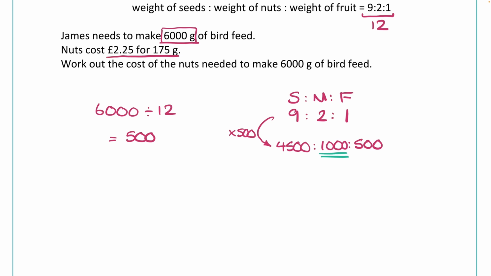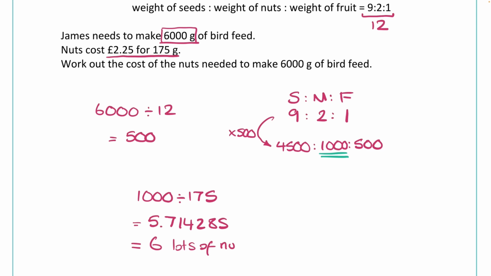So how many of these bits would we need? Well, 1,000 divided by 175. And if we type that into our calculator, that comes out as 5.714285. Well, if we're trying to make this mixture, then we're going to need to buy at least 6 bags. We'll have a few left over, but that's fine. We're going to buy 6 bags or 6 lots of the nuts.